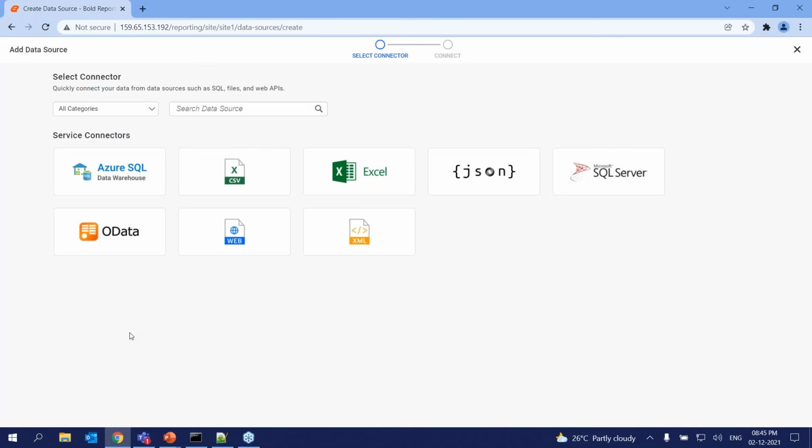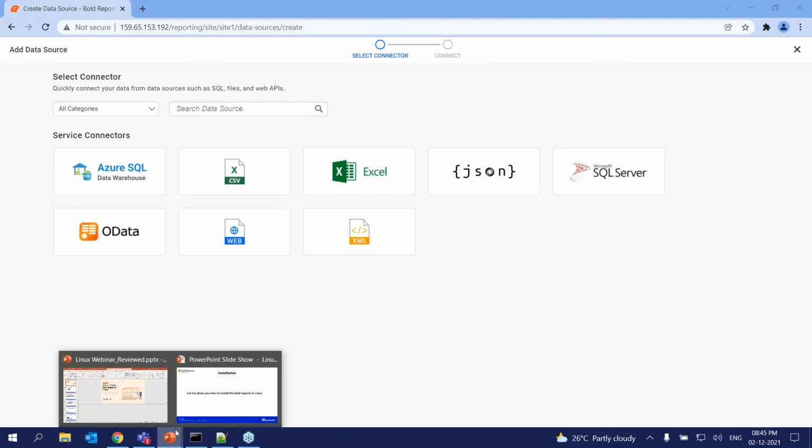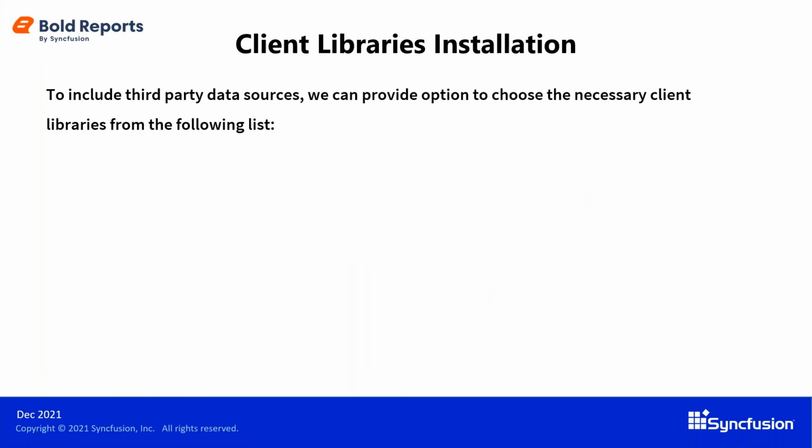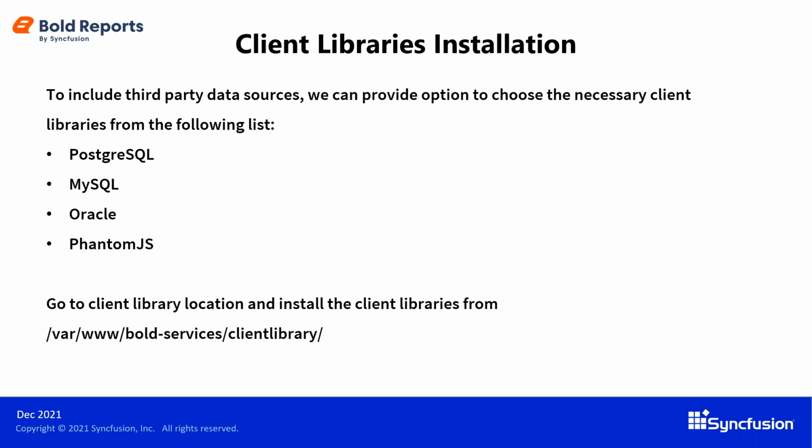For that, we need to install the client libraries in our server. Let me show you how to install the client libraries. Bold Reports supports connecting to third-party data sources also. We use client libraries such as Oracle, PostgreSQL, and MySQL to connect with the respective SQL database variants. We need to read and accept the client library license to install client libraries. PhantomJS is an executable file which is necessary to export the data visualization items during report schedule.